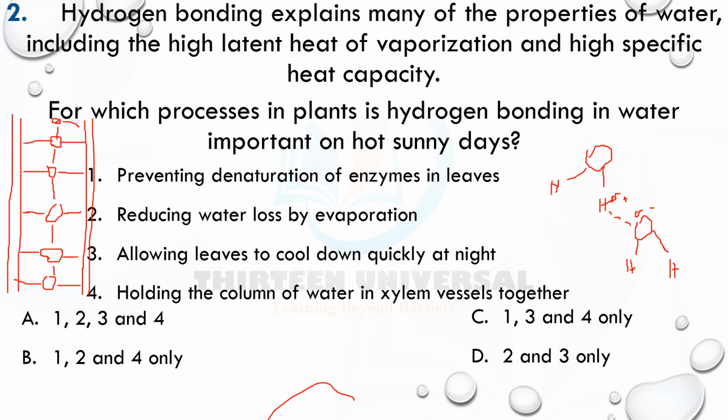So you see that hydrogen bond plays a role in number 4, both for setting up the water column and also for maintaining it. Cohesion sets up the water column, adhesion sustains it, and of course transpiration pulls it up. All right, so 4 is there. 1, 2, and 4 should be the answer.